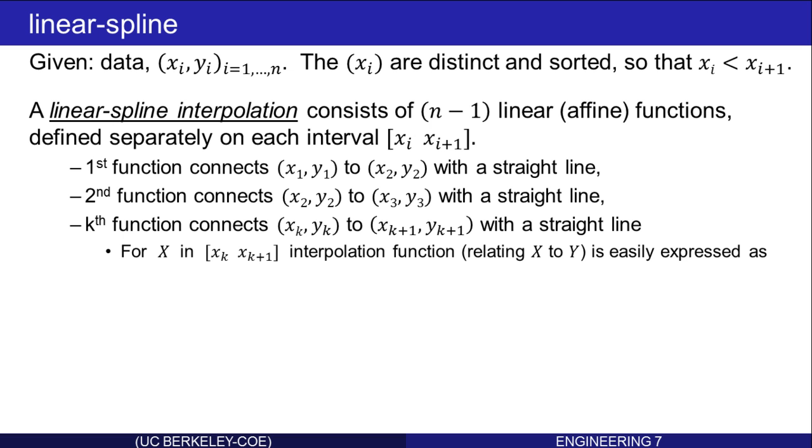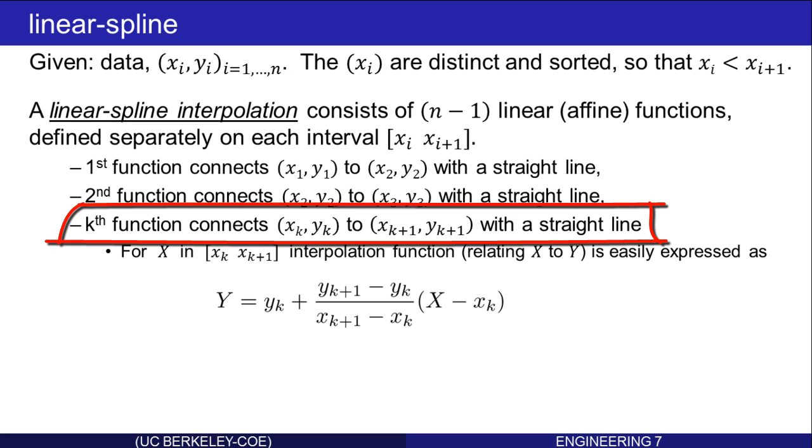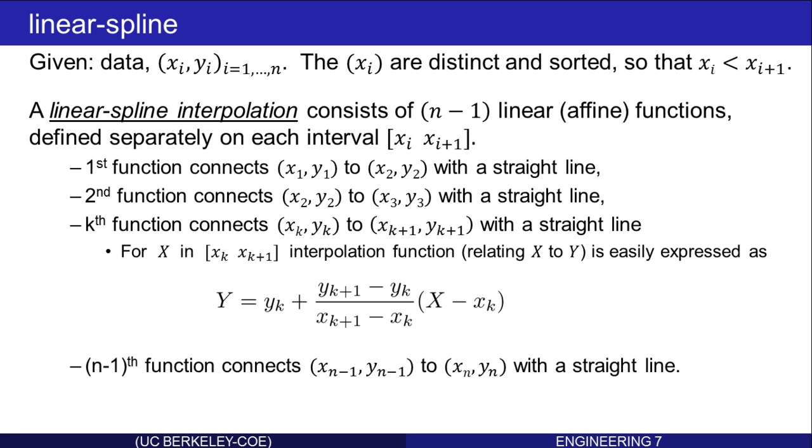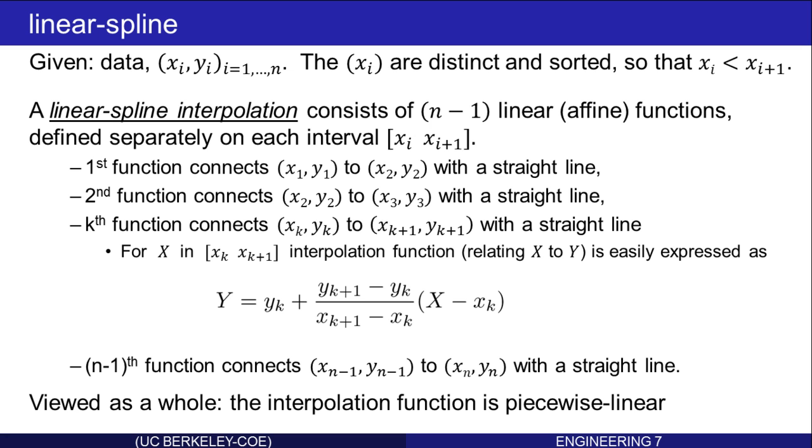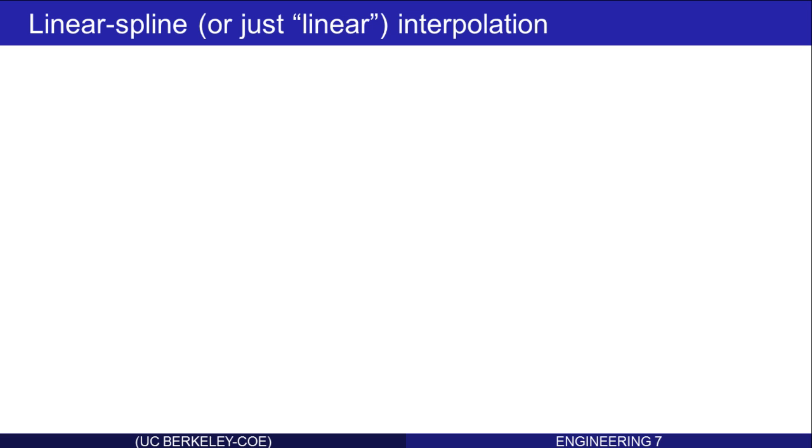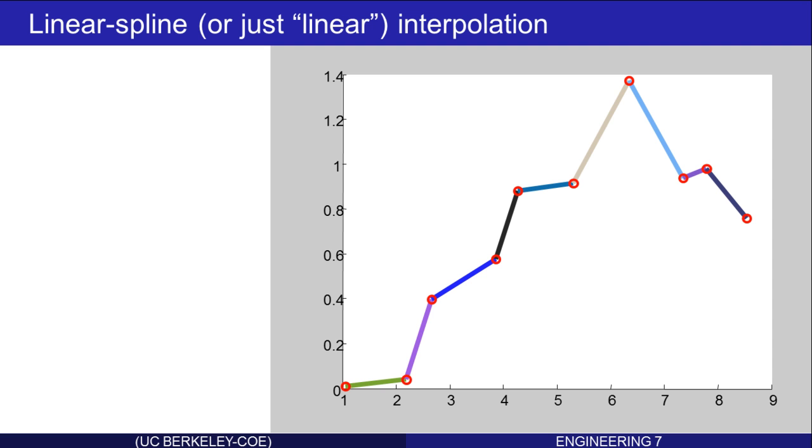For x in between xk and xk plus 1, the interpolating function is easily expressed as simply this formula. We'll look at this on the next slide. No reason to go into detail now. It's a straight line, though, that connects xk, yk to xk plus 1, yk plus 1. And finally, the n minus 1th function connects the n minus 1th data point to the nth data point, again with a straight line. Viewed as a whole, this interpolation function that we've built up is just a piecewise linear function connecting the data points. It's usually called linear spline or just linear interpolation.